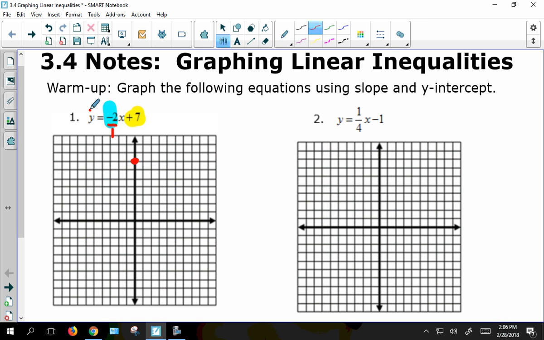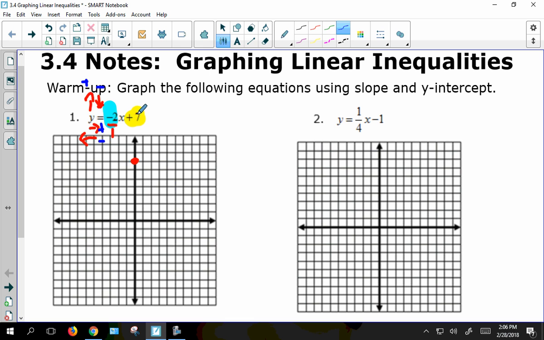The top number of your slope tells you to go up or down. The bottom number tells you to go right or left. If it's positive, you go up. If it's negative, you go down. If it's positive, you go right. If it's negative, you go left.